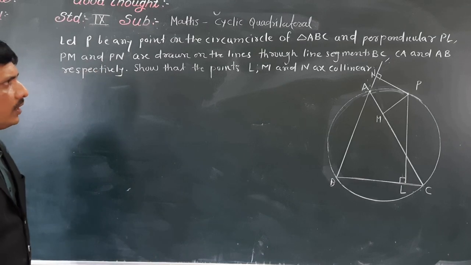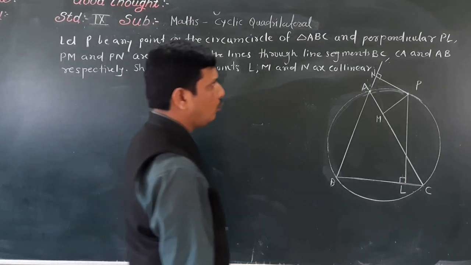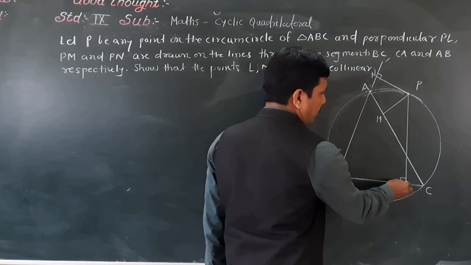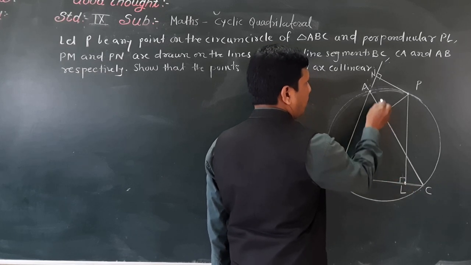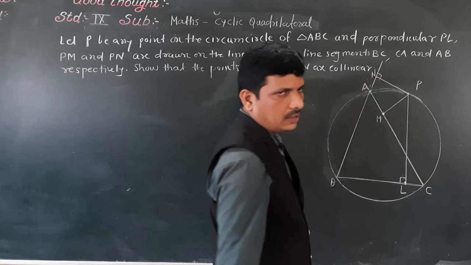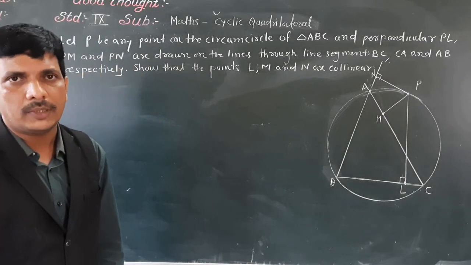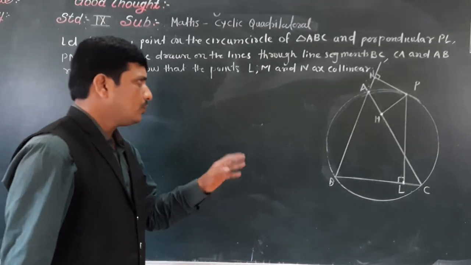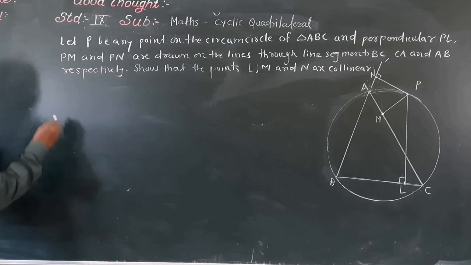Show that the points L, M and N are collinear. All three points are on the same line; that we need to show. So first, what is given that we will take?